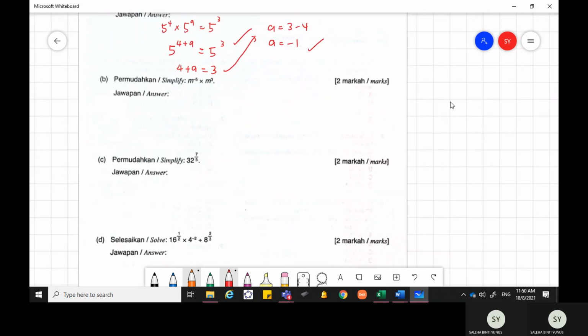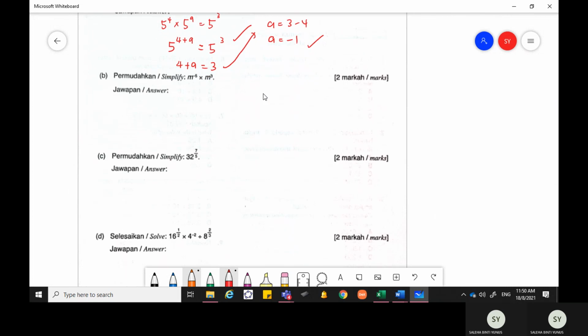Okay, answer. Okay, B. Simplify m to the power of negative 5 times m cube. Okay, so ni just simplify negative 5 times m cube. So ni sangat mudah lah. Base dah sama, dekat tengah-tengah ni darab. Jadi kita just add up. Tambahkan saja power. So first mark, and then this one.